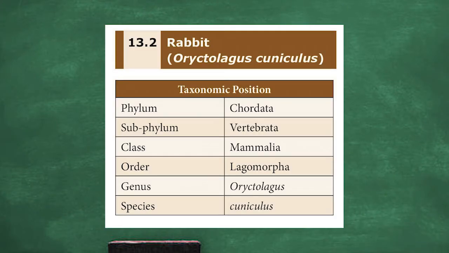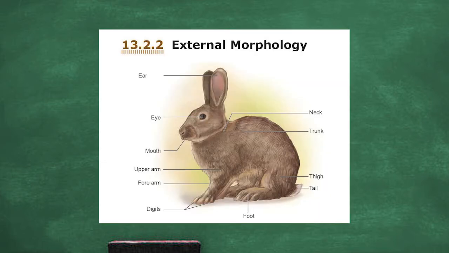Next comes rabbit. Rabbit, as we already know, belongs to the phylum Chordata, then subphylum Vertebrata. What is the meaning of Vertebrata? That means it has backbone. Then it lives outside the water, that is why it is called warm blooded. Then it gives birth to young ones, it is called viviparous.